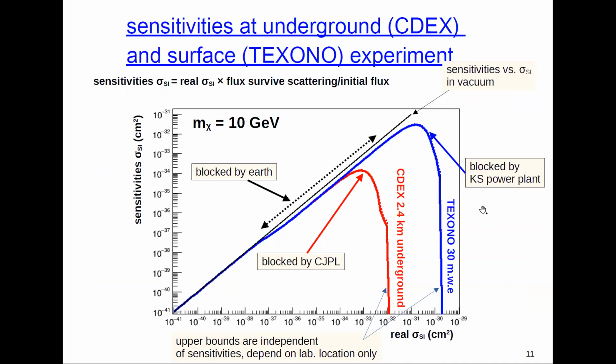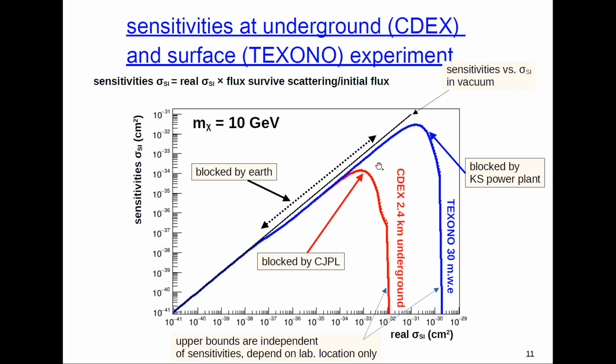So we can visualize the concept in this plot. The black line in the middle, which is the x equals y line, is what we would get if the Earth were transparent: the real cross section and the sensitivity cross section would be the same. But when the real cross section is too big, the sensitivity will drop, which means we cannot measure anything above this sensitivity.